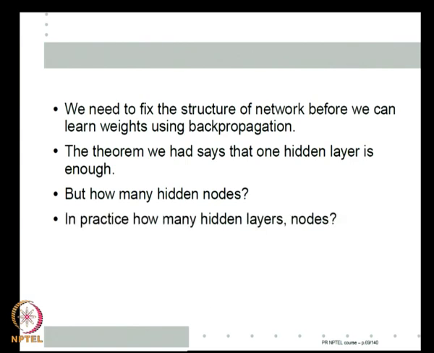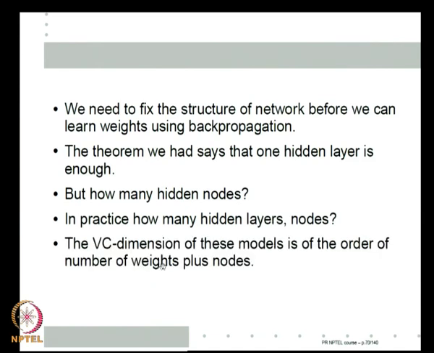So, in practice one never uses very many hidden layers. You try 1 or 2 hidden layers, not much more. The number of hidden nodes is always by trial and error. We do not want to put too many; you put just a few to see whether you are getting good enough results. If you are not getting good enough results, then you would like to increase the nodes. How do I decide how few is few?